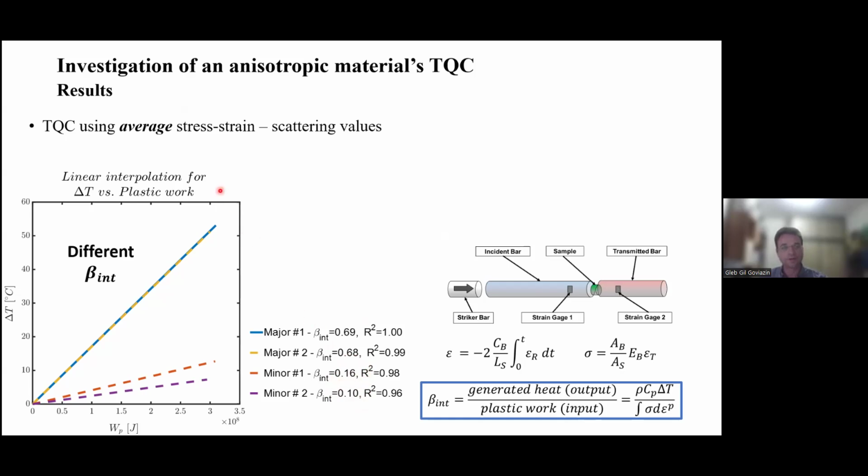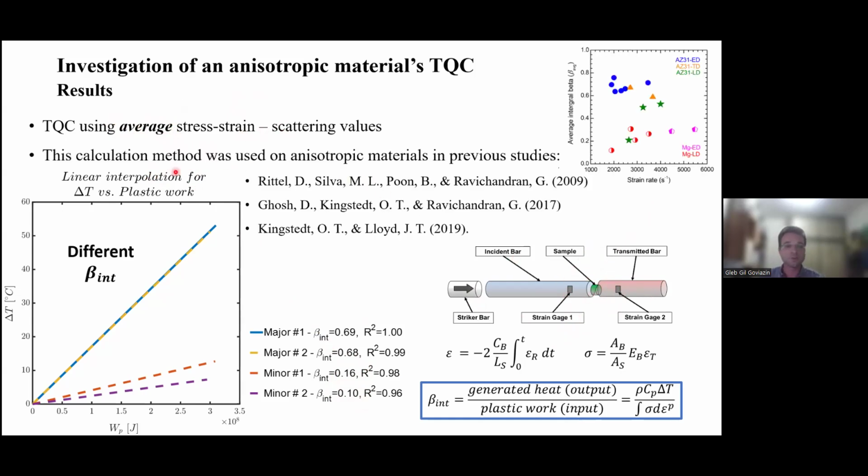So we thought that the reason lies in the fact that we used an average stress-strain relation, which means that we use the regular relation measured by the strain gauges of the split Hopkinson bar, which gives us an average stress-strain relation over this specimen. But this was exactly the same way it was done in previous studies. And previous studies concluded that in anisotropic materials, the TQC will also be anisotropic.